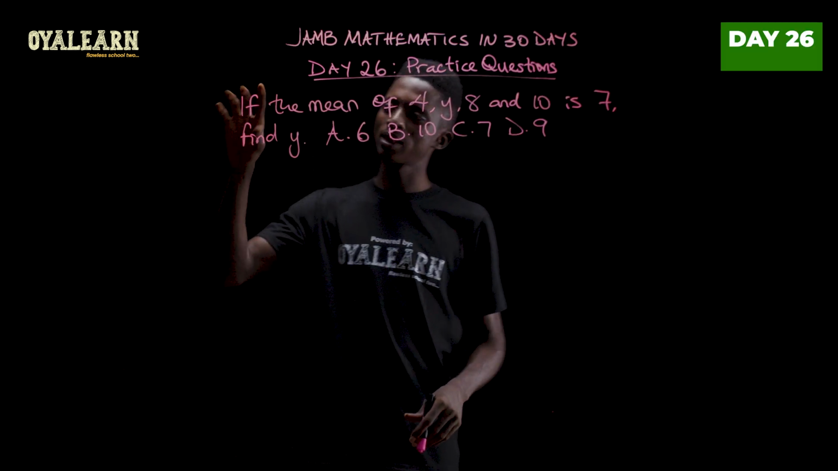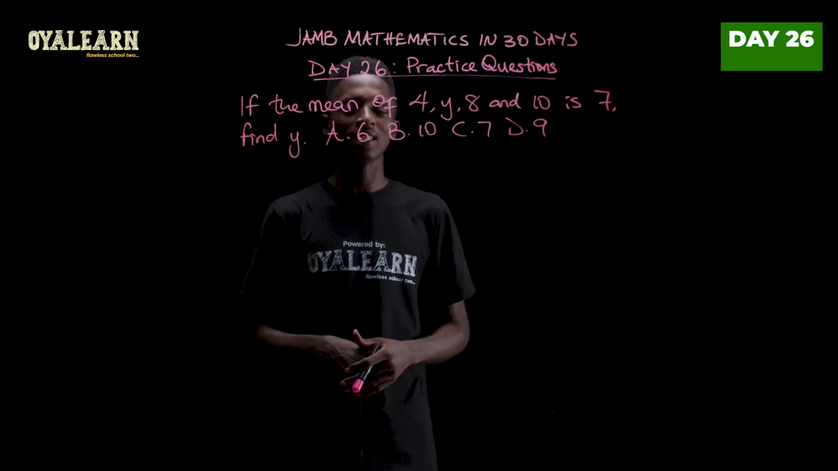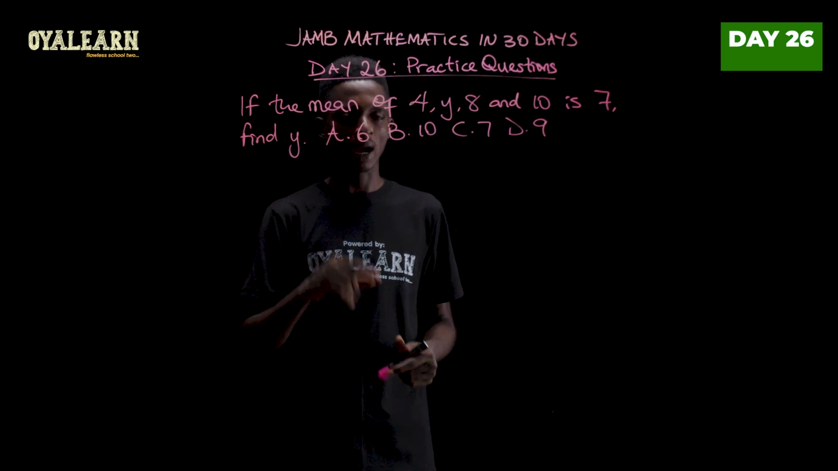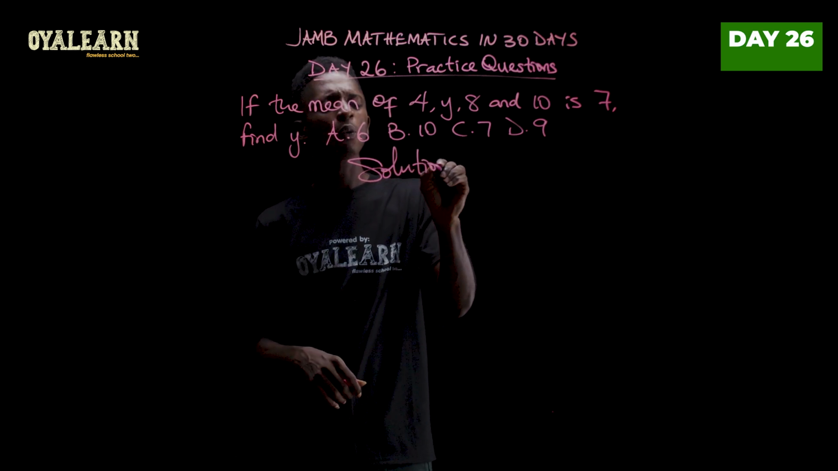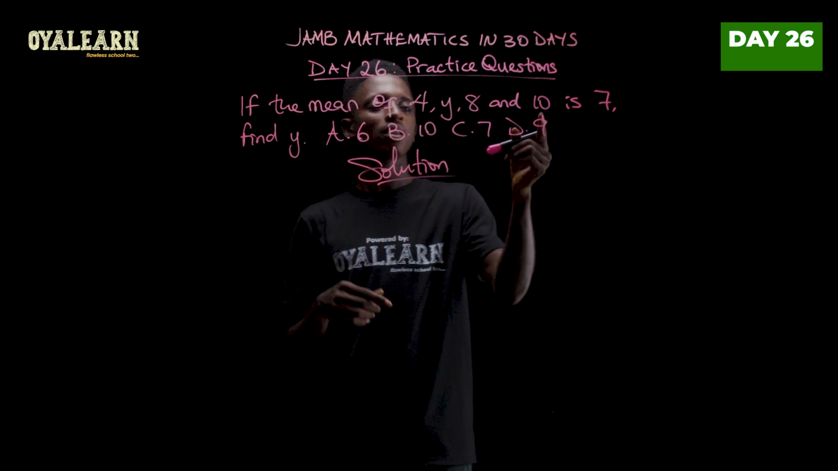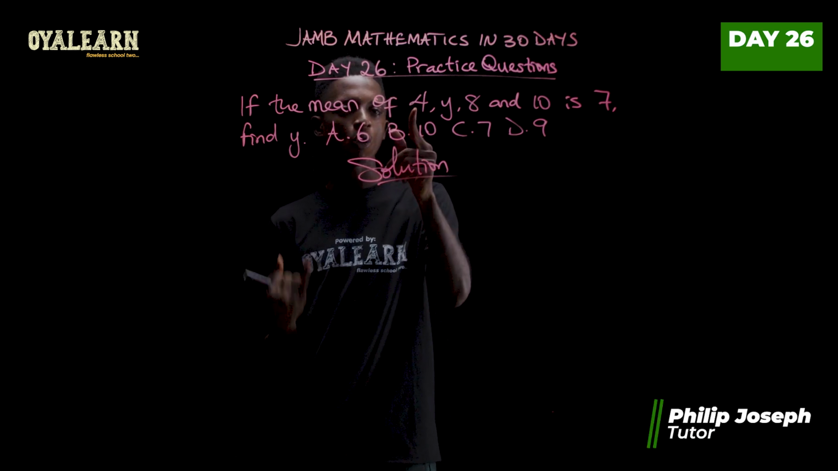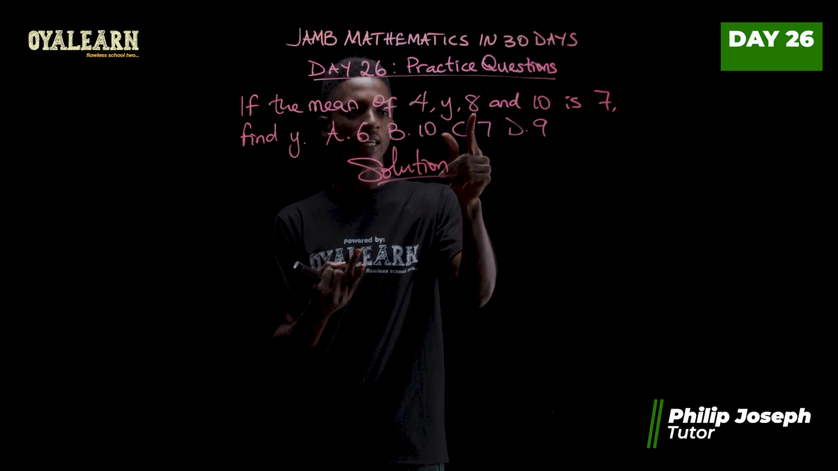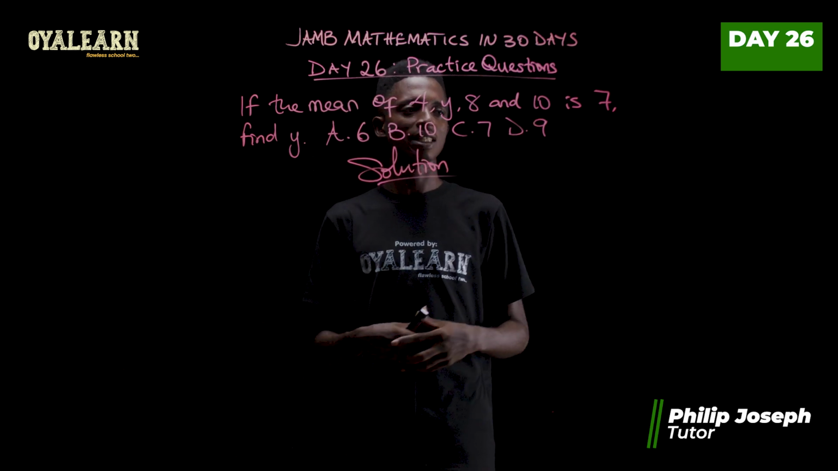This question says, if the mean of 4, y, 8 and 10 is 7, find y. Now, what we usually do to find the mean of data like this is add up everything we have and then divide it by the number of entries. So we have 4, which is the first, y, the second, 8, the third, and 10, the fourth one. So there are 4 entries in this data set.